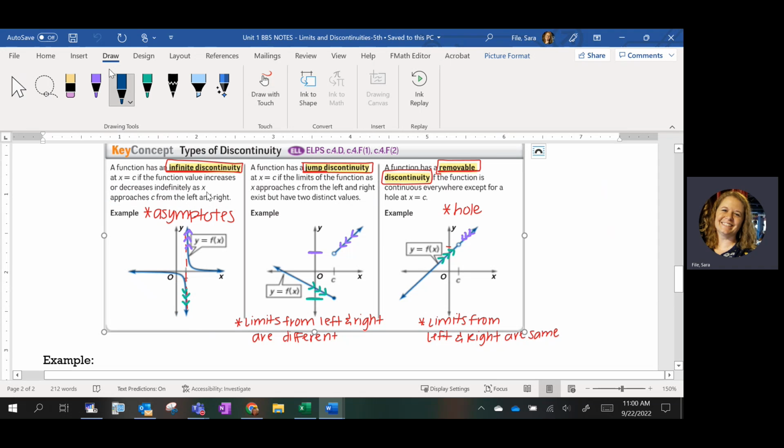So infinite discontinuity means that the limit from the left and the right are going on indefinitely. Okay, so it's going toward infinity or negative infinity. So at x equals c, the function value increases or decreases indefinitely. Okay, and so then it keeps going and going and going. That means there's an asymptote there.